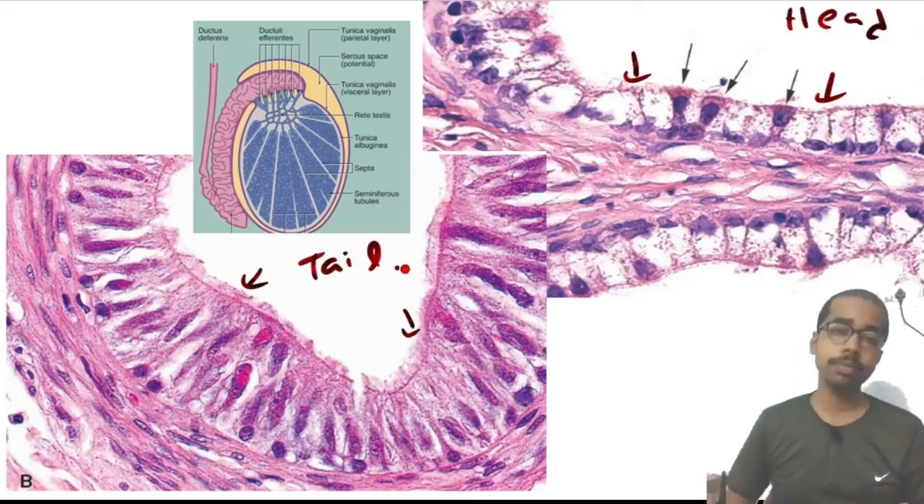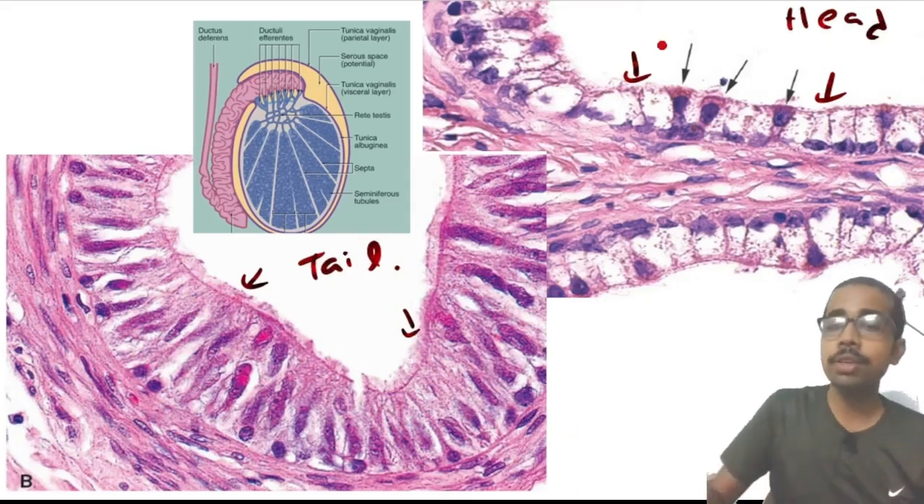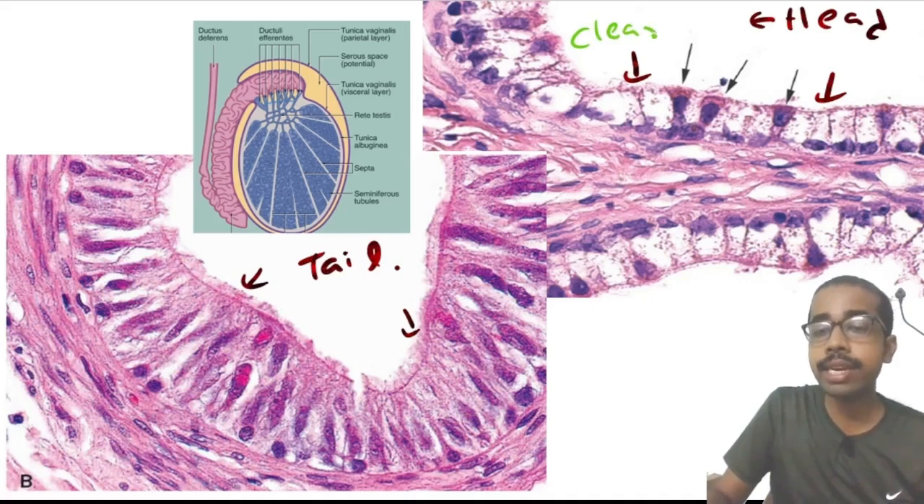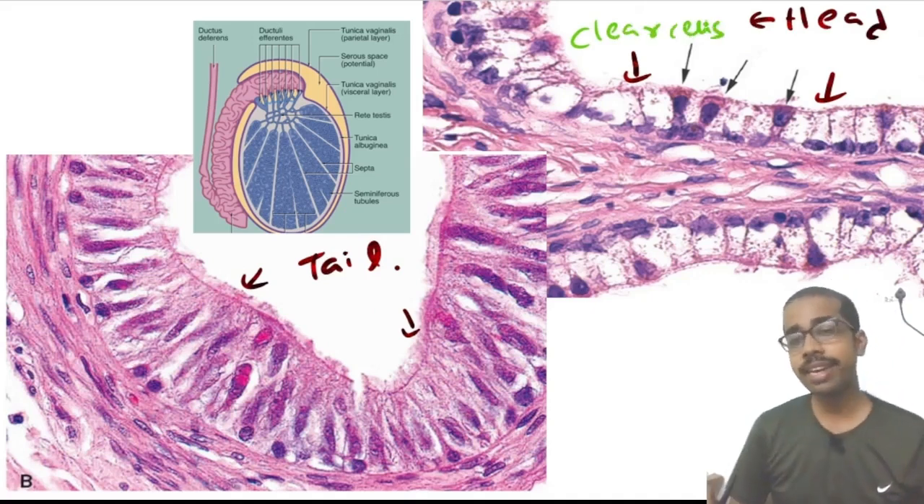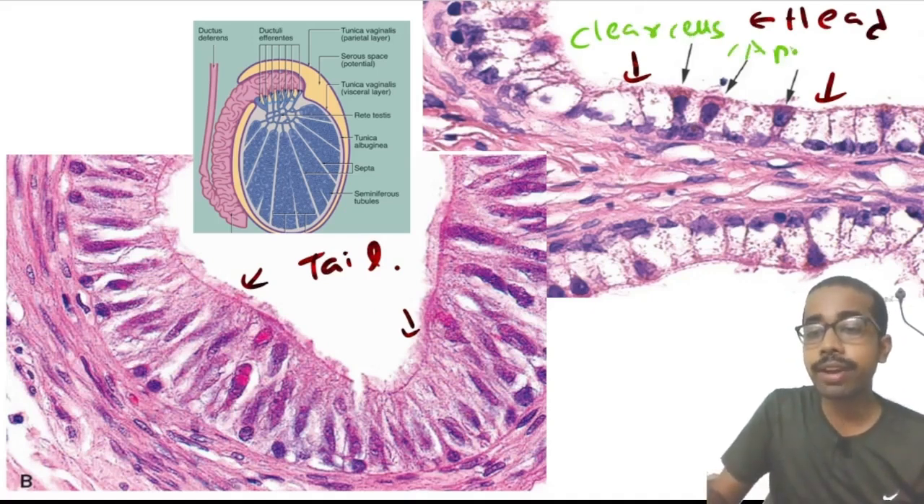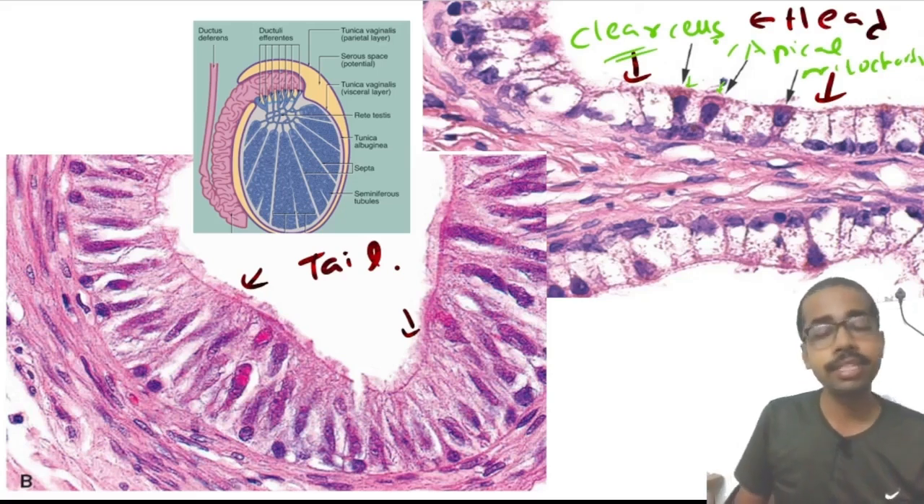Now you tell what is the difference? You will be telling me what is the difference. You say in head end of the epididymis, there will be clear cells, right? There will be apical mitochondria, right? Of course, apical mitochondria you cannot see, but at least you can see some sort of granularity in the apex of the clear cells. That's the head end of the epididymis.